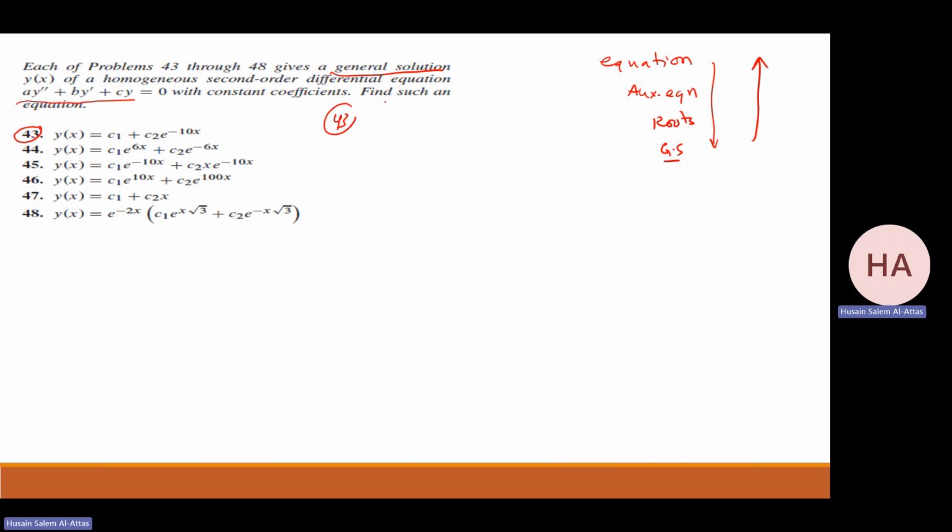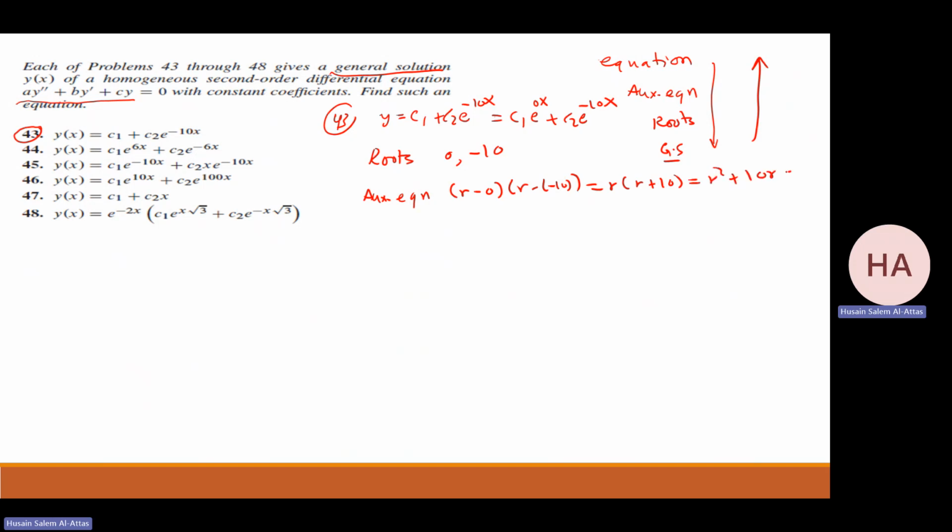So this is the general solution, which I can write as c1 e to the power 0x plus c2 e to the power minus 10x. So for sure the roots are 0 and minus 10. So the auxiliary equation is r minus 0 times r plus 10, which is r squared plus 10r. So the differential equation is y double prime plus 10 y prime equals 0. That's what I will do for the rest.